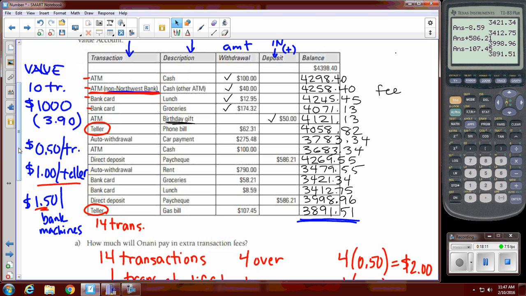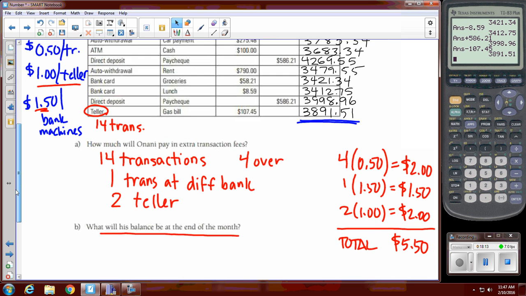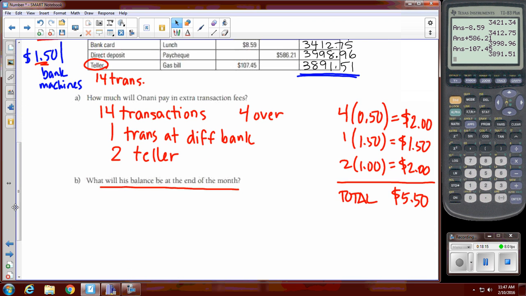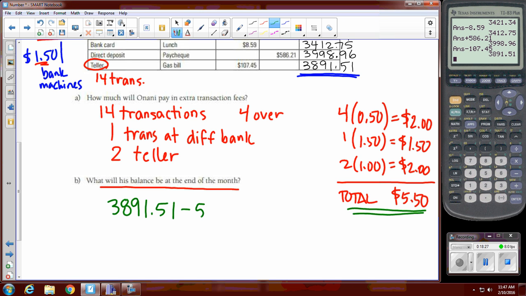But now we got to answer question B. It's saying, what will his balance be at the end of the month? Now his balance is the $3,891.51. However, we've already determined that he has $5.50 worth of bank fees, and then we should also consider, are they actually going to charge him $3.90, because that is the monthly fee on this account, but he has to keep $1,000 in there. There's nowhere in the balance that he goes under $1,000, so they're not charging him that fee.